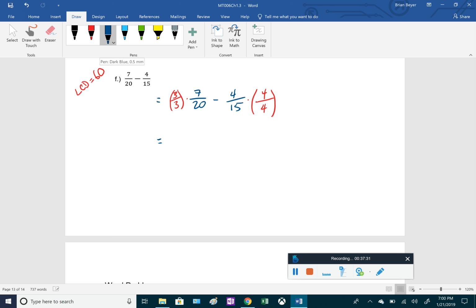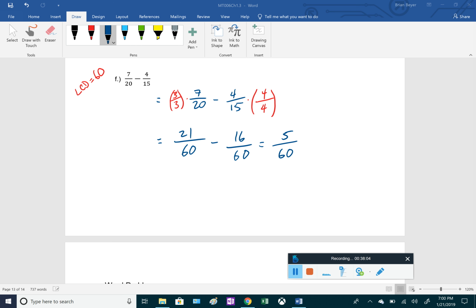So for that first fraction, 3 over 3 times 7 over 20, it's going to be 3 times 7 is 21. 3 times 20 is 60, which is what we wanted. For the second one, 4 over 15 times 4 over 4, that's going to be 16 over 60. Okay, so this is going to give us 21 minus 16, which is 5. So it's going to be 5 over 60.